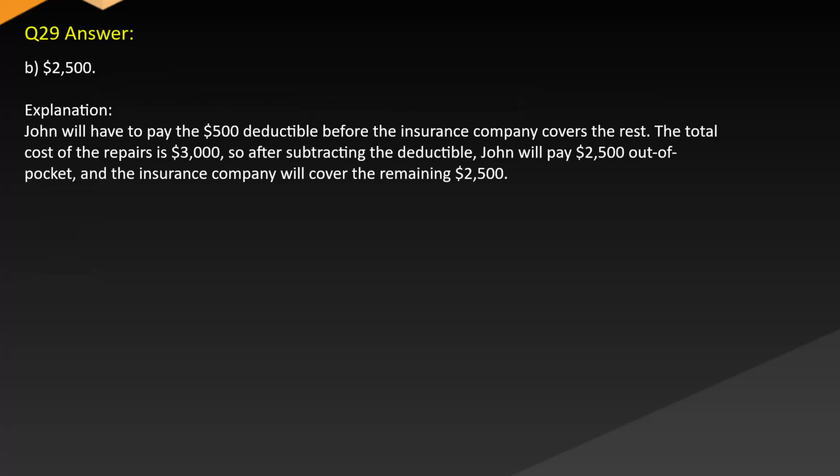Answer B. $2,500. Explanation. John will have to pay the $500 deductible before the insurance company covers the rest. The total cost of the repairs is $3,000, so after subtracting the deductible, John will pay $2,500 out of pocket and the insurance company will cover the remaining $2,500.